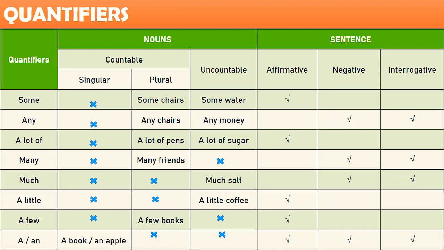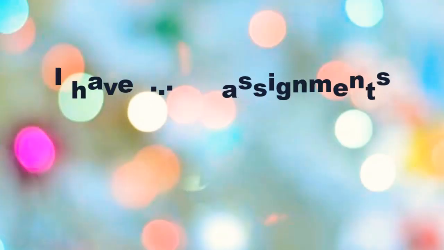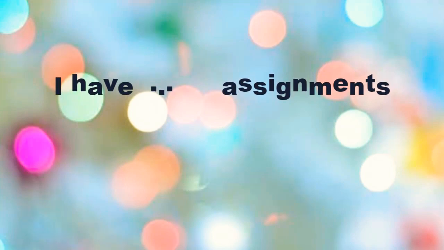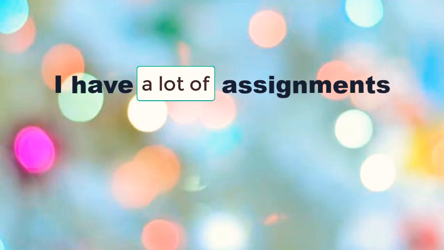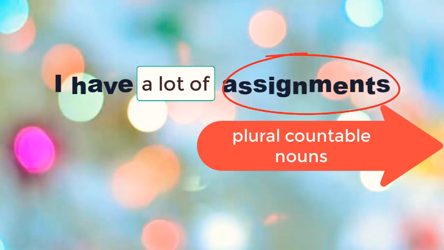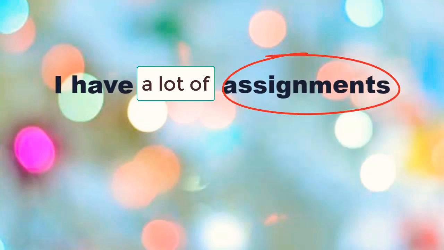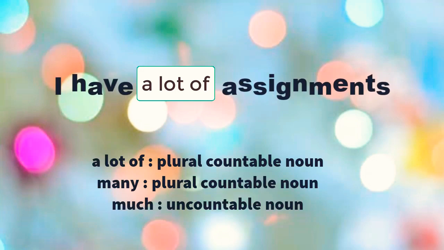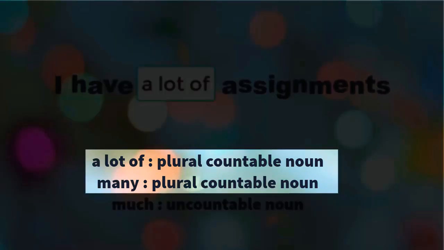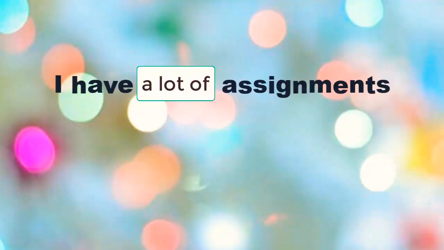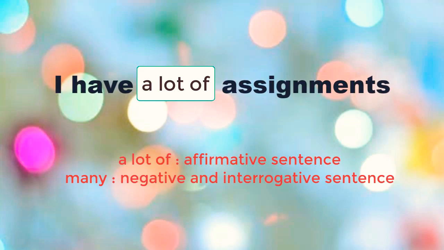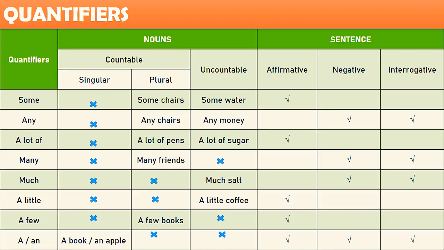So let's answer this question. What is the best answer for that question? Yes, good. I have a lot of assignments. So why is a lot of the answer? Because assignments is a plural countable noun. So we have two options here. They are a lot of or many. But let's see again, because that one is an affirmative sentence, the answer is supposed to be a lot of, not many. Good job, guys.